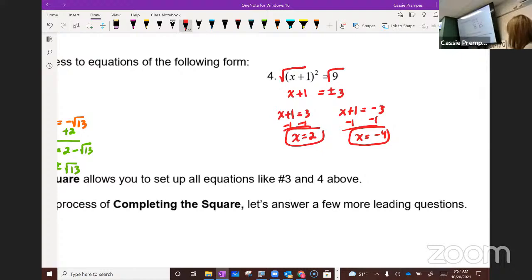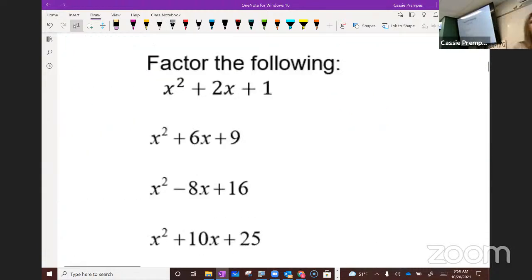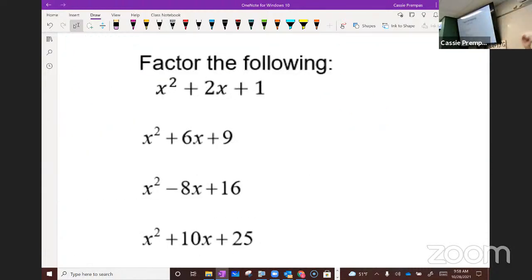One last thing we need to do before we can truly understand the process of solving by completing the square is we need to go back to really what you did in last night's homework. You need to know how to factor what are called perfect square trinomials. So these are very similar to what you did in last night's homework. See if you on your own can factor each of these.